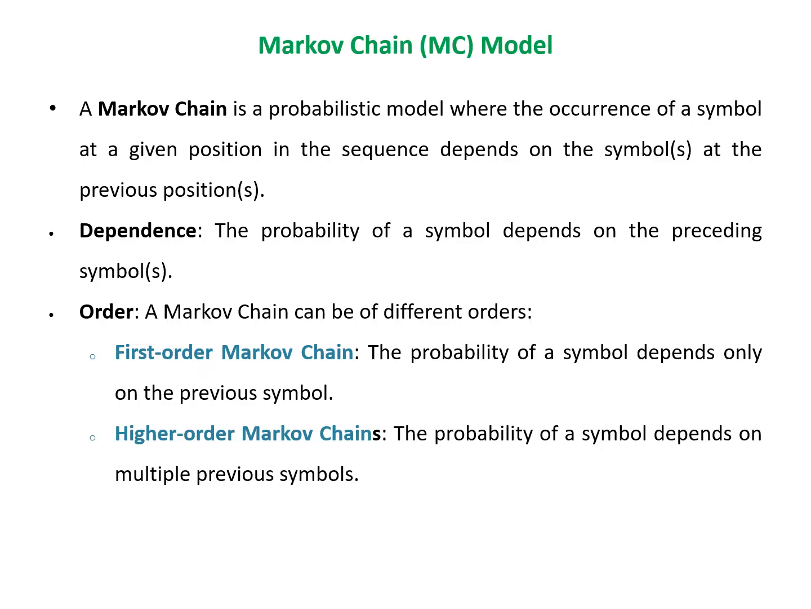Next we move on to the Markov chain model. A Markov chain is a probabilistic model where the occurrence of a symbol at a given position in the sequence depends on the symbol at the previous position. Dependence means the probability of a symbol depends on the preceding symbols. Order: Markov chains can be of different orders, first order Markov chain and higher order Markov chains.